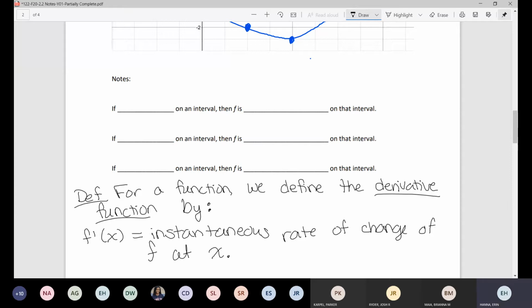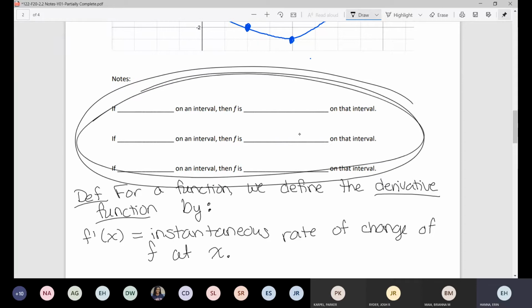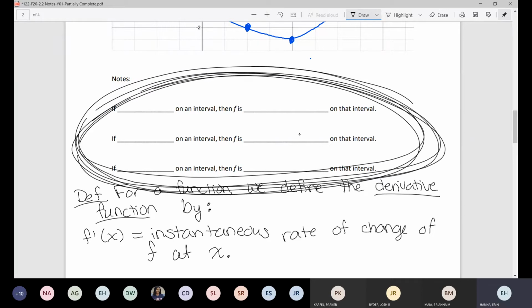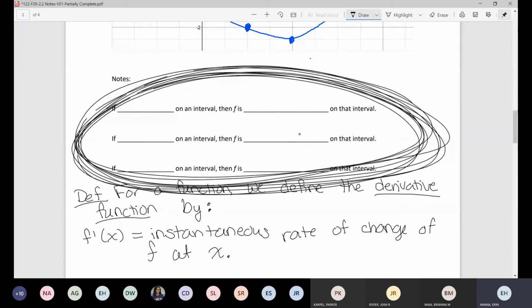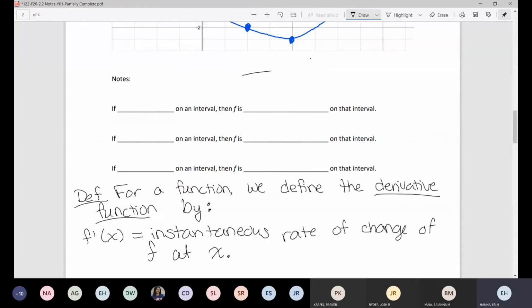And the big thing that is going to come back to bite us so many times is what I'm about to write down right here. You'll want to have it in your brain, eat it, sleep it, dream it. Anyway, the point is we have this relationship between the two. So if the derivative value is positive, or greater than 0, on an interval, then the original function is increasing on that interval.